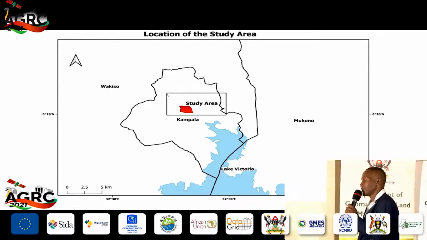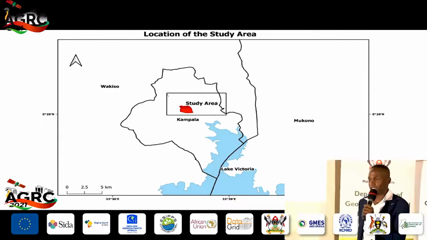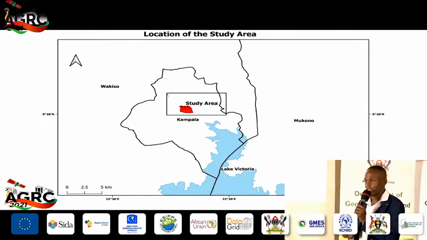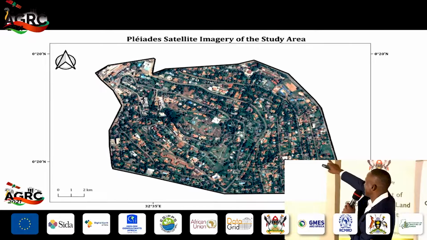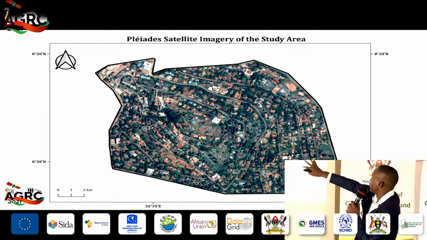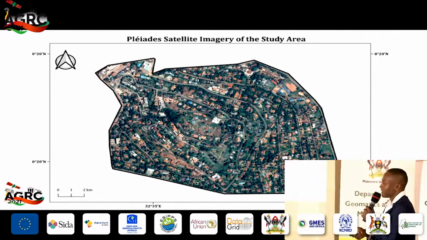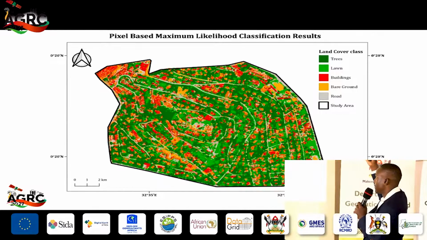Since Kampala is very big, I chose a study area, that area in red. And you know, high-resolution imagery is very big in size. I was using a resolution of 50 centimeters, so for such an area, it's already big in size. So I just chose to subset my study area. So this is my study area. As you can see, we have a number of features. We have the roads, the trees, and the lawn. For my study, I considered only 5 classes: the trees, the lawn, the buildings, the bare ground, and the roads.